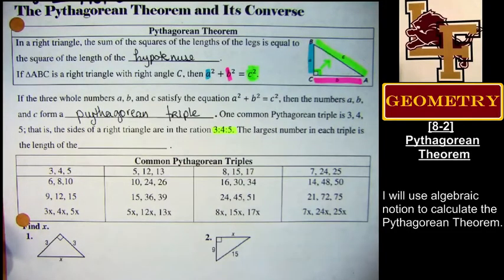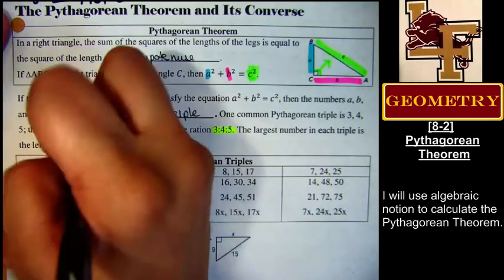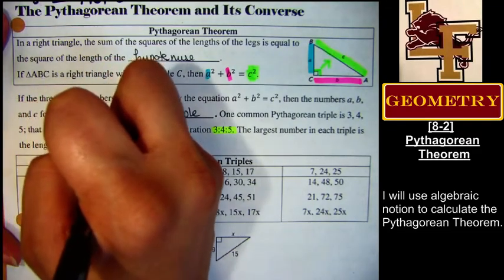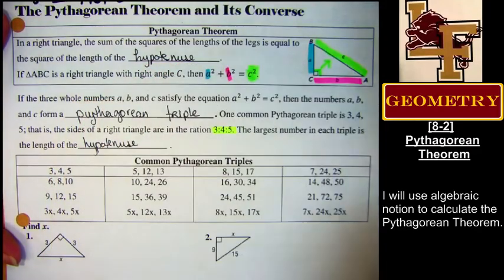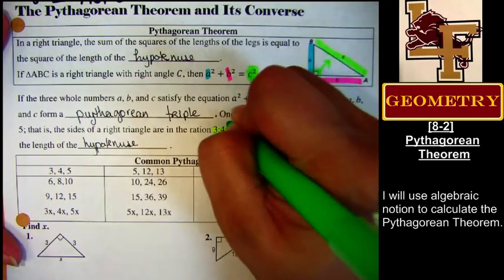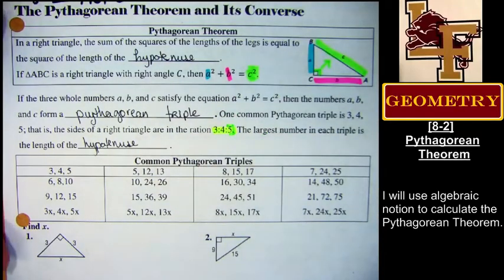The largest number in each triple is always going to be the length of the hypotenuse. And so here is your hypotenuse. Okay, that very last number.